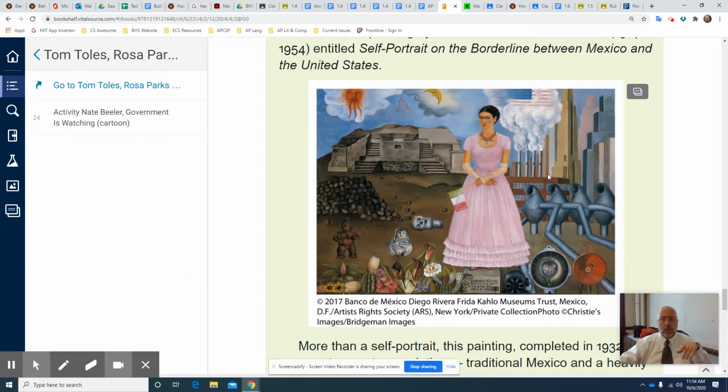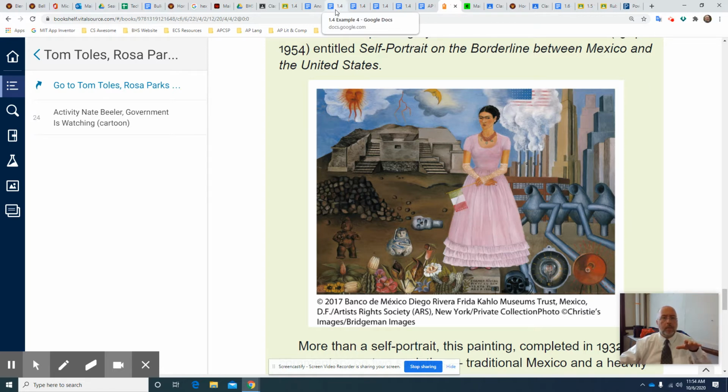Remember, this is the image that you were looking at. It's got Frida Kahlo here on the borderline between Mexico and the United States. And there's a lot of metaphors in here, a lot of specific visual evidence. She called it Self-Portrait on the Borderline between Mexico and the United States. So you can say for sure this is Frida Kahlo, and we know that this is the Mexican flag. So we talked about that.